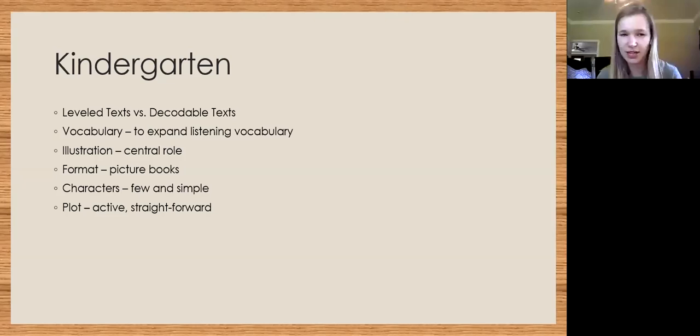For format, you'll generally have picture books because, again, the pictures are helping to tell the story for the students to understand. Then for characters, you'll have few characters and they will stay simple so that students can follow along easily. And for plot, you want it active and straightforward, not much development at all. You just get in, tell the story, and then it's done. Then we have first grade, and first grade students should be reading decodable texts because they're learning those phonics lessons, and so they're practicing those phonics skills as they go.